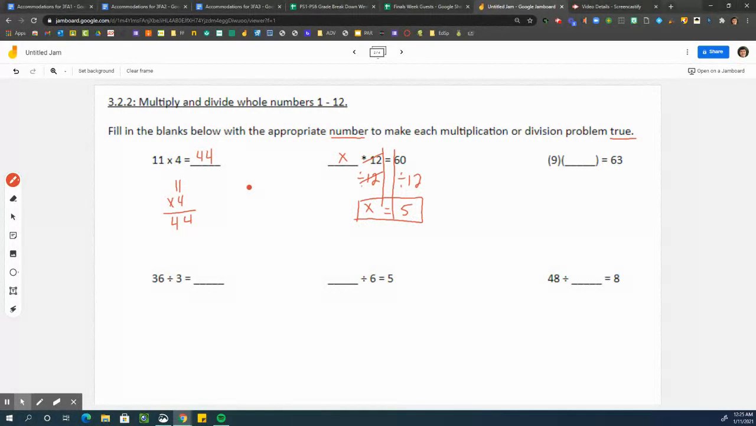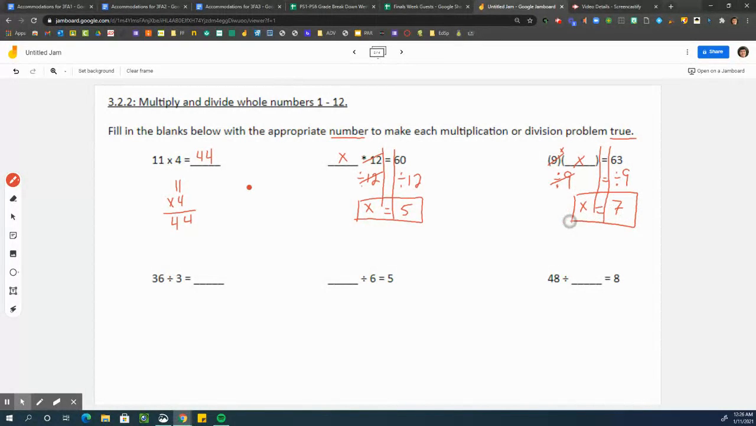Very good. Similar concept here, except 9 blank equals 63. The operation here is an implied multiplication. So 9 times what gives us 63? We can put this as an x. Use our equal sign highway. Since this is multiplication, we need to divide each side by 9. The 9 and divide by 9 cancels out, and we're left with x equals 63 divided by 9, which is 7.